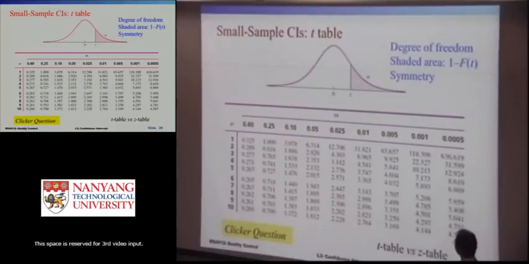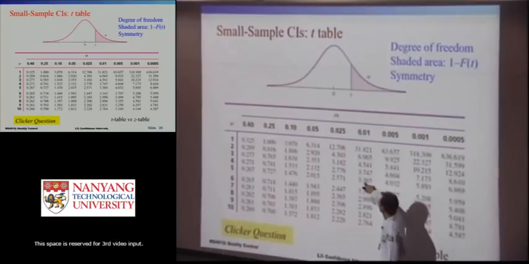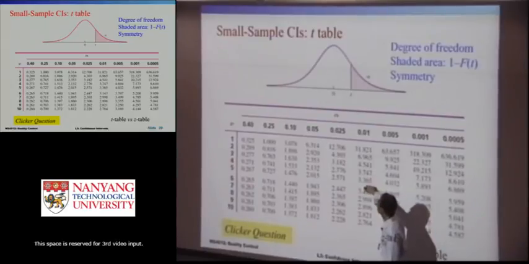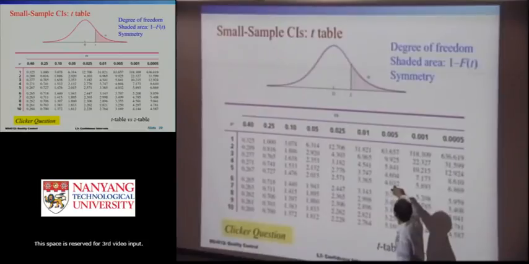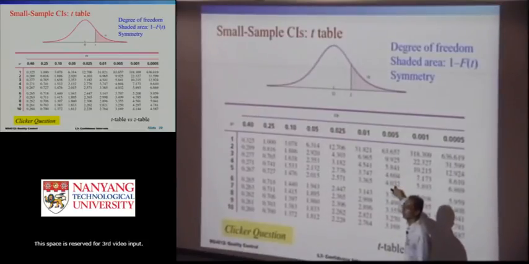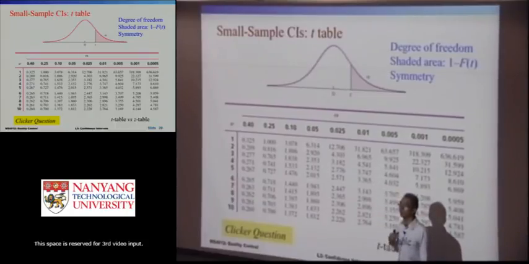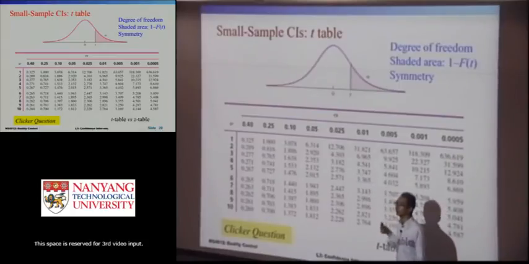Then we can see for this one, when t equals 3.365, we know this area is 0.01, when the degrees of freedom is 5. When t equals 4.0, this area is 0.005. How about t equals 3.8? Something in between. What should we do?